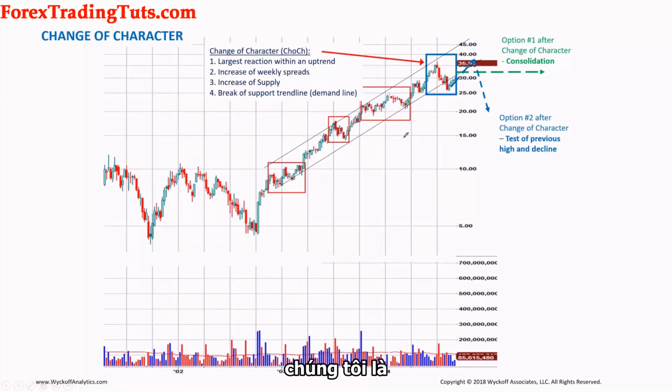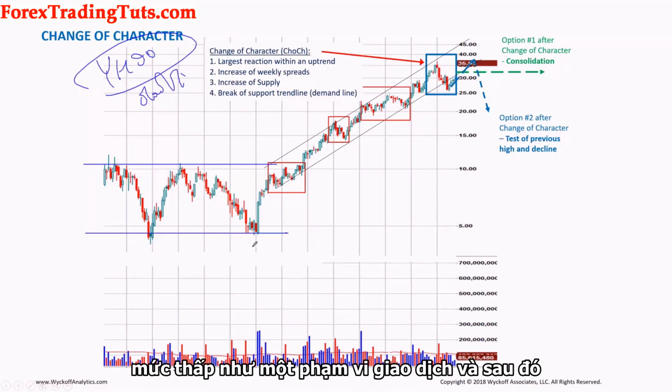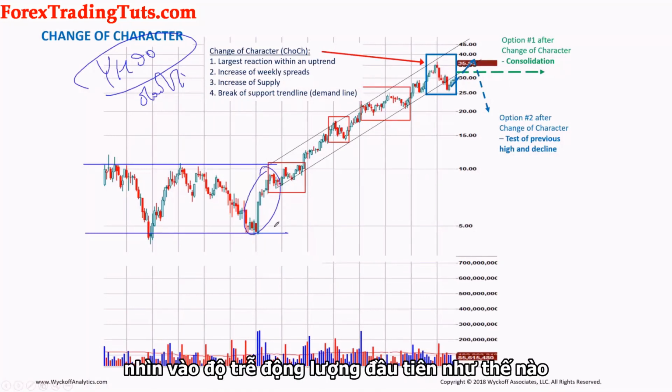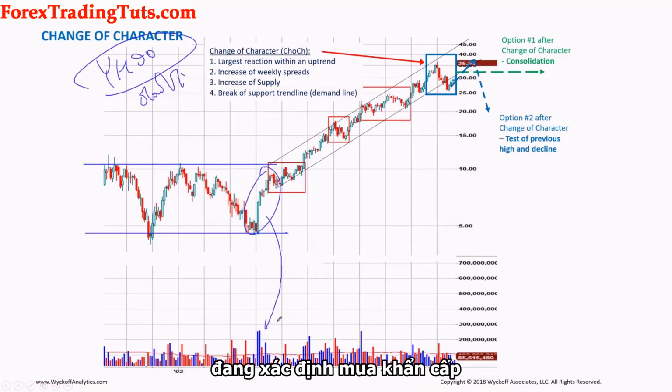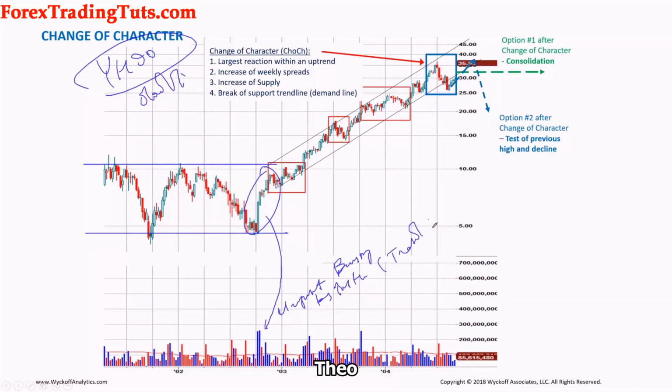We are, again, talking about Yahoo, and this is a daily chart. 2002, 2003 lows as a trading range, and then look at how the first momentum leg is identifying urgent buying by institutions. And those are predominantly trend followers.